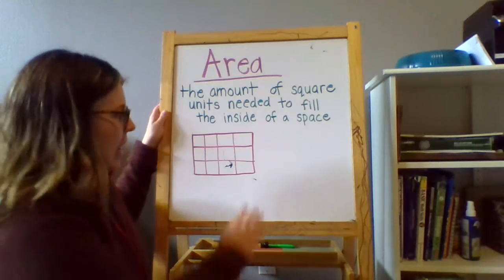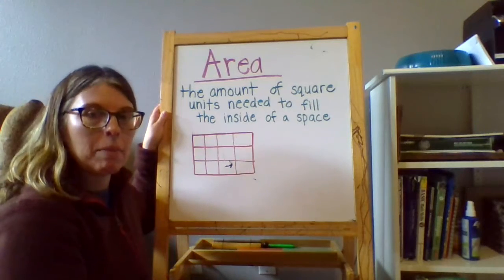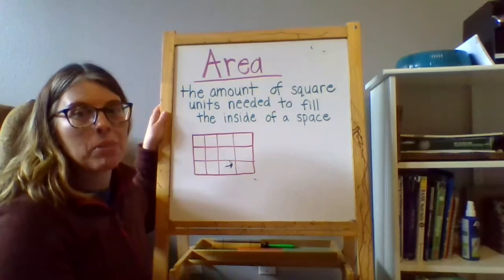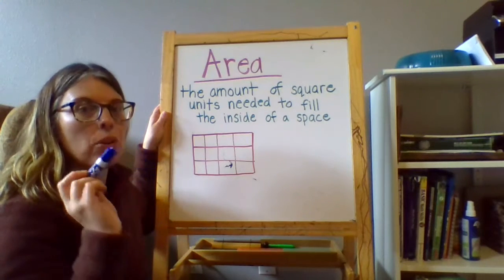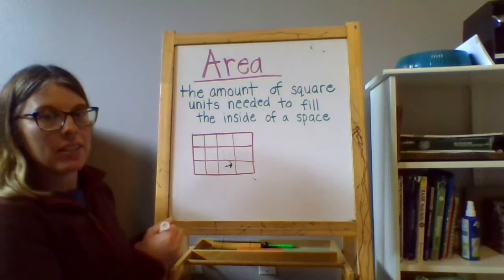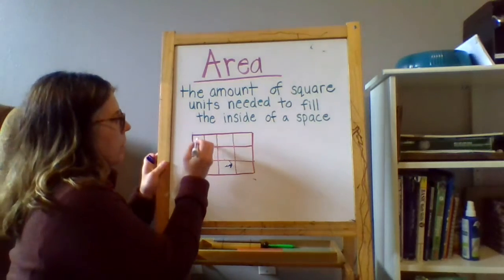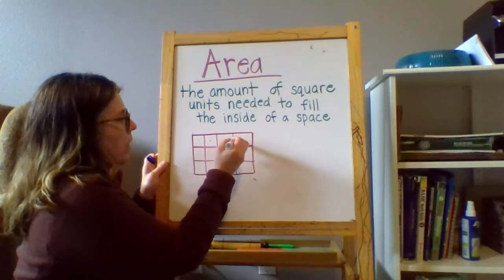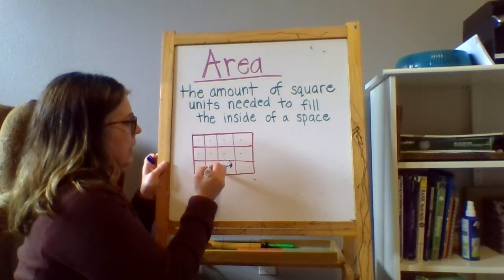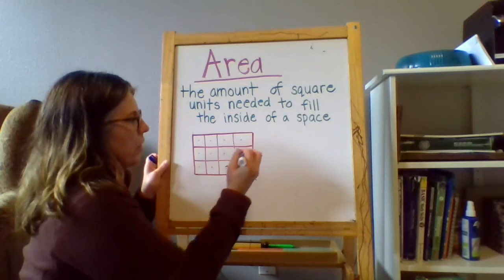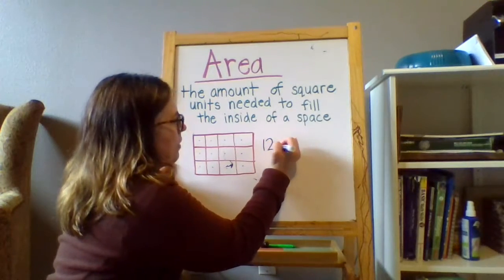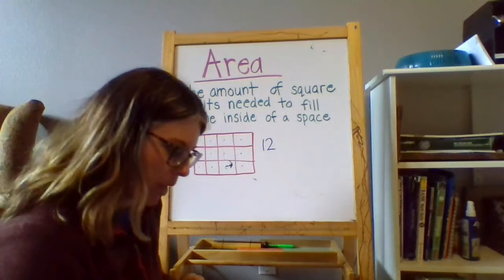So to find the area, we'll count how many squares there are. And you know me, I like to mark things as I count them so that I know that I've already counted them. So I'm going to put a little dot in a square as I count it. Let's go ahead and find the area of this together. 1, 2, 3, 4, 5, 6, 7, 8, 9, 10, 11, 12. So the area of this is 12 units. Okay?